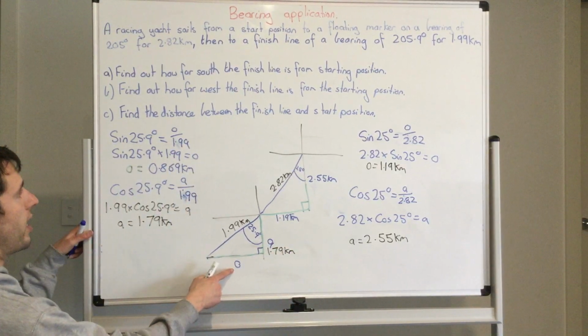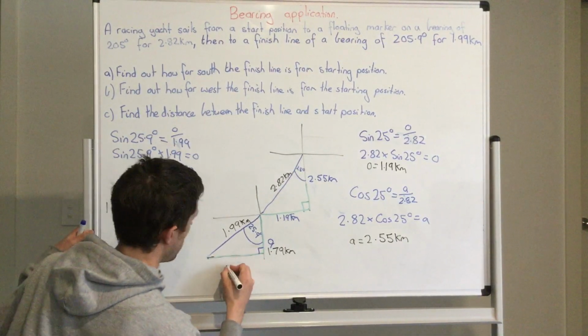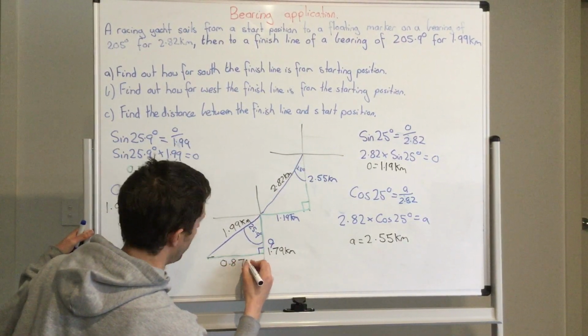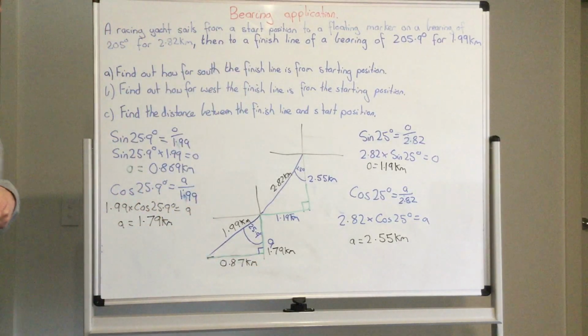So now I know my adjacent is 1.79 kilometers. I know my opposite is 0.87 kilometers. So now let's have a look at these questions.